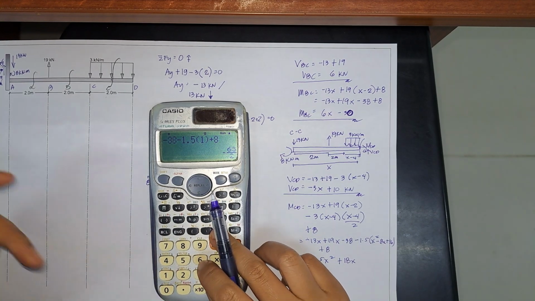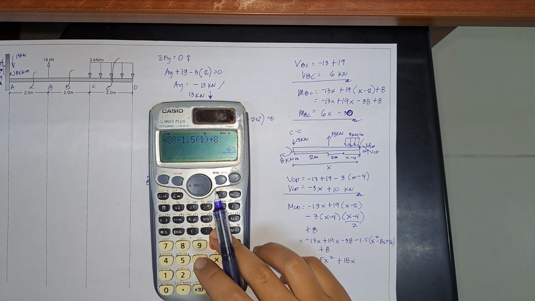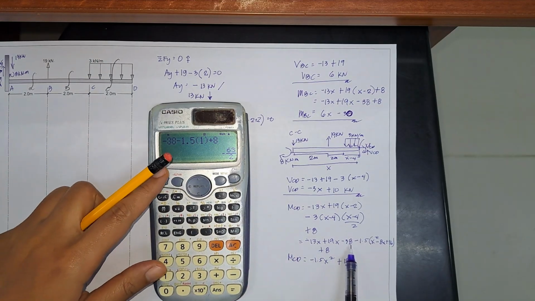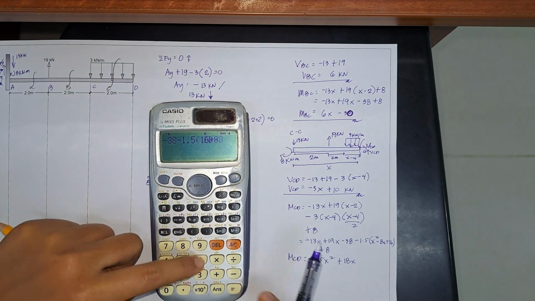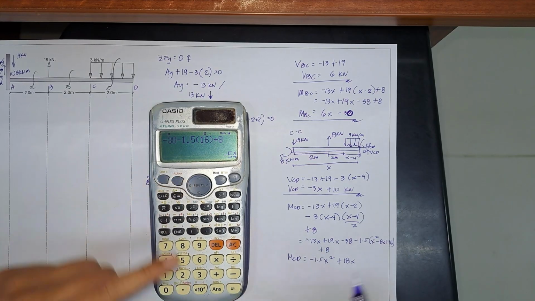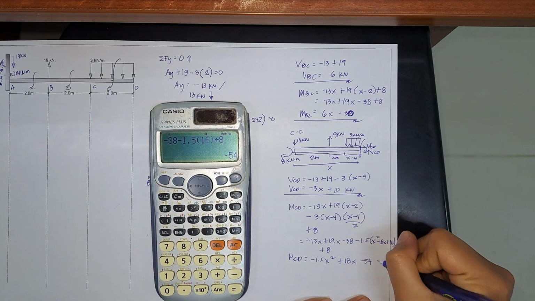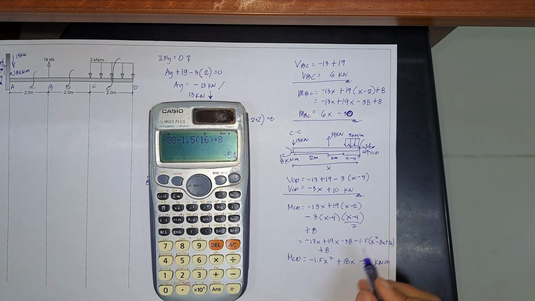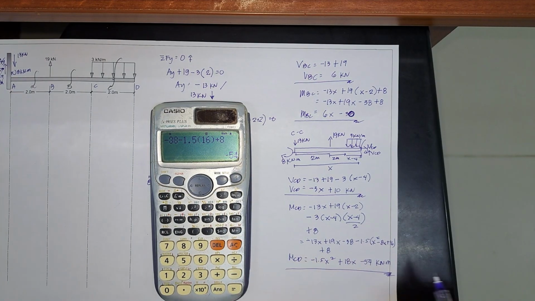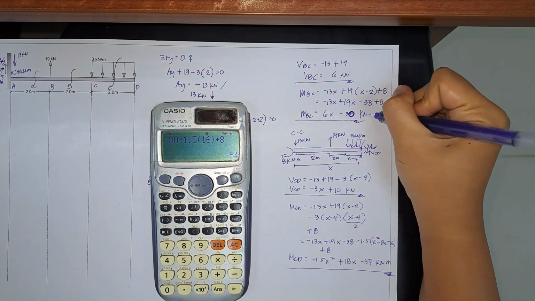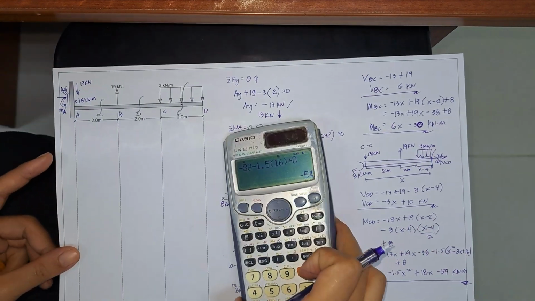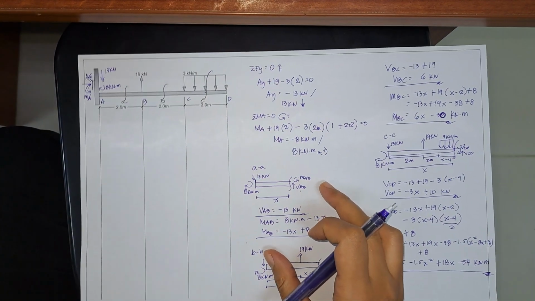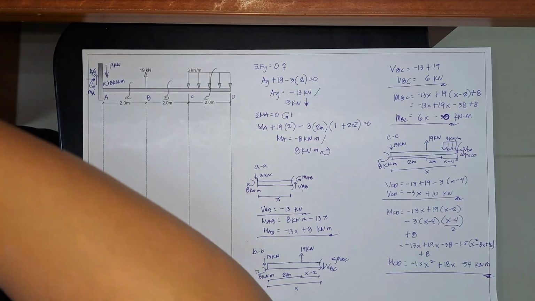Okay, so we have, tama ba? Negative 38, tama, minus 1.5 of 16, plus 8. Okay, so negative 54 kilonewton meter. Okay, so ito na po yung ating shear and moment diagram for segment CD. So it's time now to plot the points for our diagram.